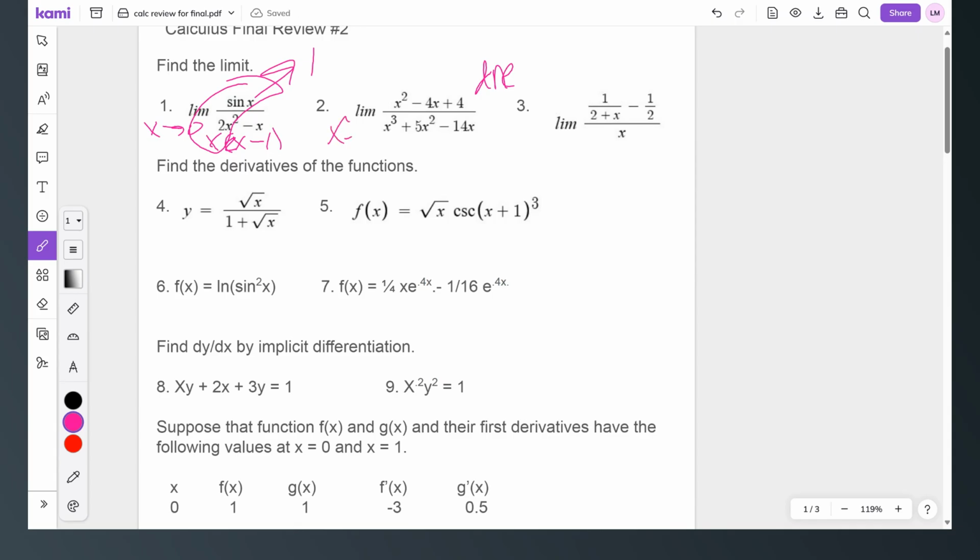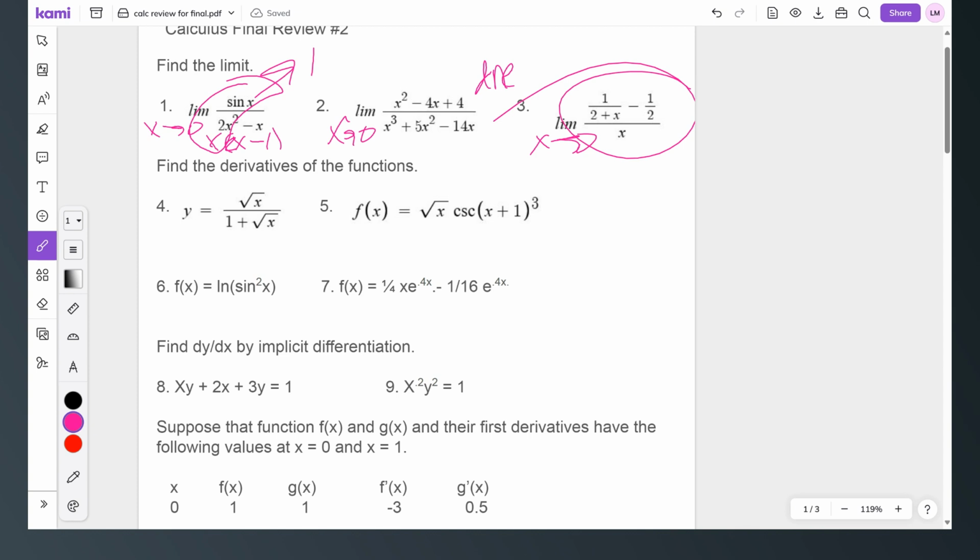So again, these are all going to 0. This is going to 0. I found common denominators on this one. I know some people did L'Hopital's rule and did derivative of the top over derivative of the bottom, and that's fine too. 4 and 5, this is 4 is quotient rule, 5 is product rule.